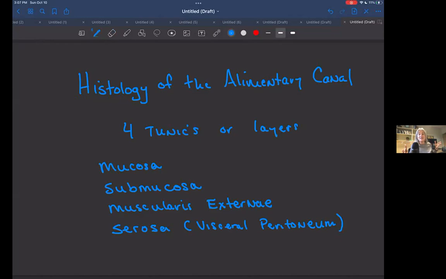So we talked about this when we talked about the heart and the lung as well. We talked about the visceral and the parietal concept.